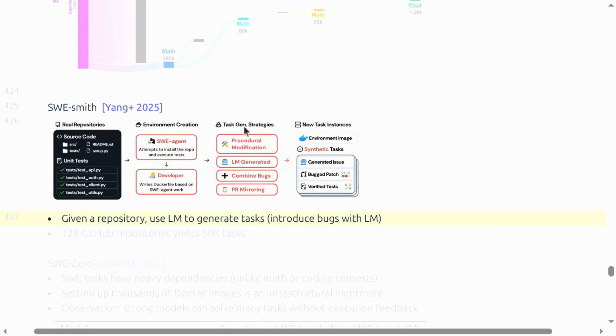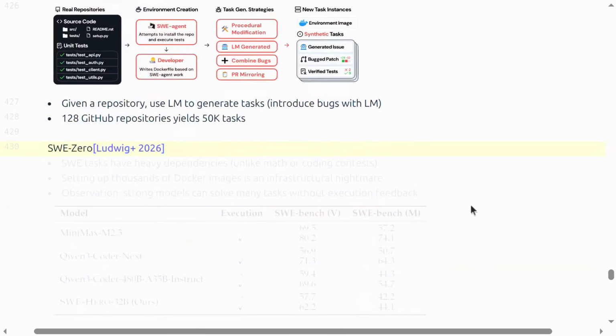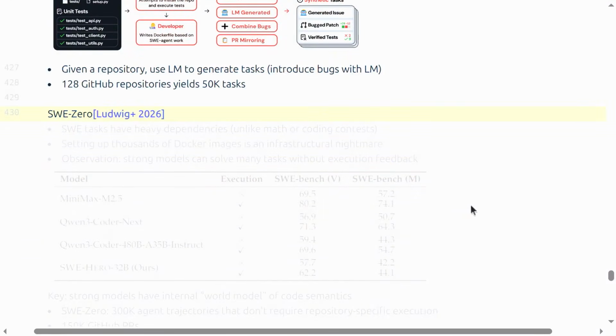And then you generate tasks, which generally involve modifying the code in some way, maybe introducing some bugs. And those get verified and you get task instances. So these are synthetic tasks, but you get 50K of them, which at the time, last year, was quite large. Since then, there's been a bunch of other work, which I'll mention.